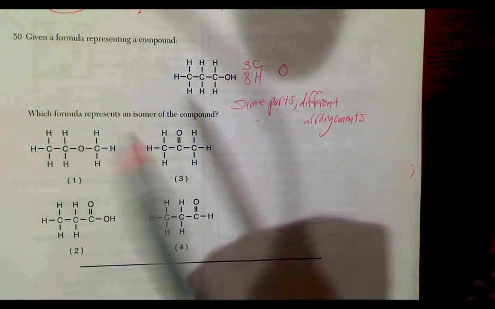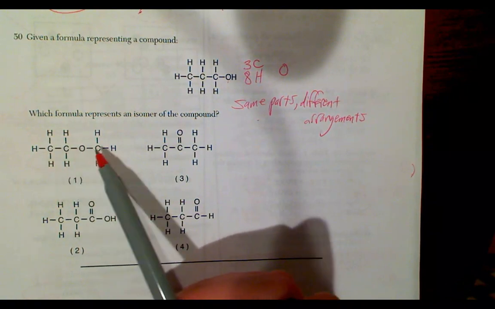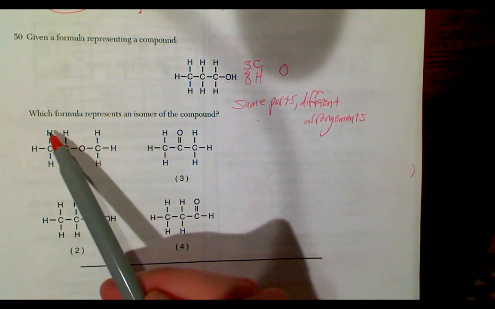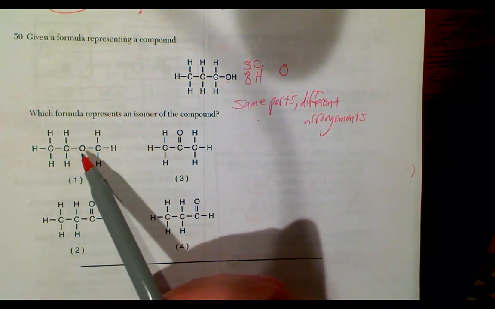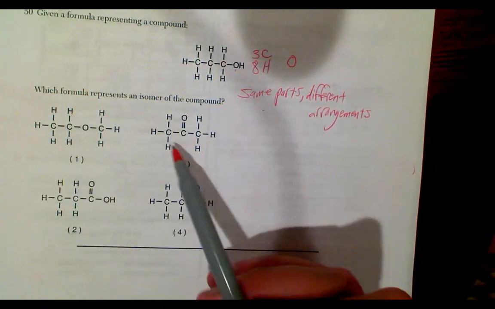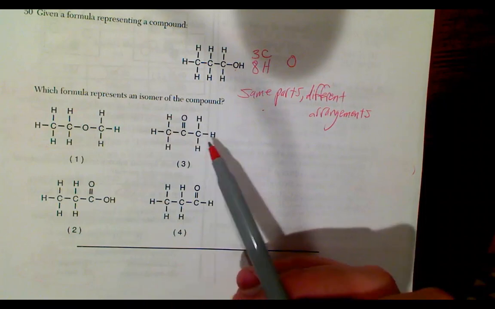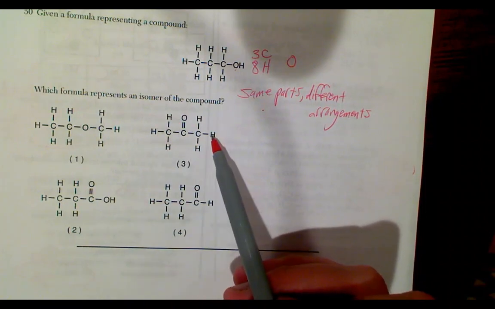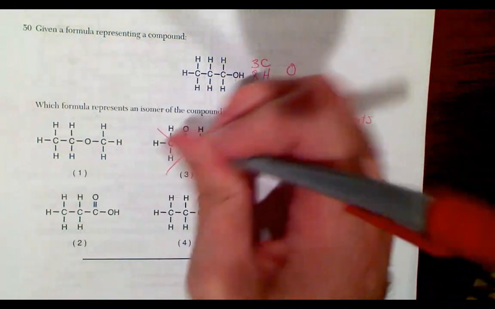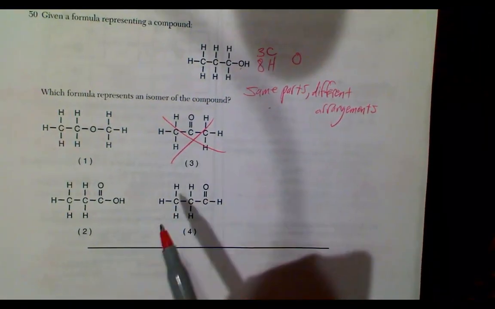Let's just go through and see if we can eliminate anything. 1, 2, 3 carbons looks okay. 1, 2, 3, 4, 5, 6, 7, 8 hydrogens and 1 oxygen. Okay, so this looks like it might work. Let's just double check the other ones. 1, 2, 3 carbons. So far, so good. 1, 2, 3, 4, 5, 6. Oh, it doesn't have enough hydrogens. This one's not going to work. It should have 8 hydrogens, only has 6.